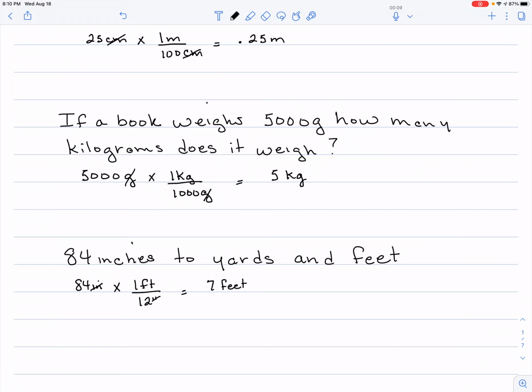And then to find the number of yards, you would take your 84 inches, and here you're going to do it in 2 steps. So you have in 1 foot, you have 12 inches, and then you have in 1 yard, you have 3 feet. So here your inches are canceling, your feet are canceling, the unit you're left with is yards. So you come up with, when you plug all that in your calculator, 2.3 yards.